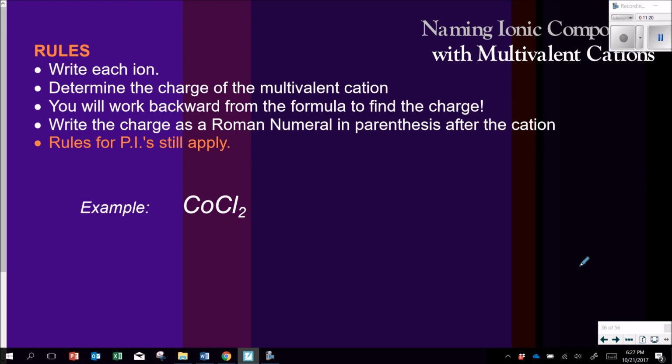We have CoCl2. Co is cobalt. So I'll write cobalt. And then I need to put a Roman numeral in parentheses after cobalt to determine its charge. Then my anion is chloride, so I can write chloride. Now I have to figure out what is this Roman numeral in the parentheses.